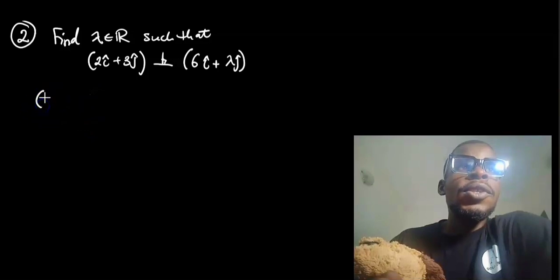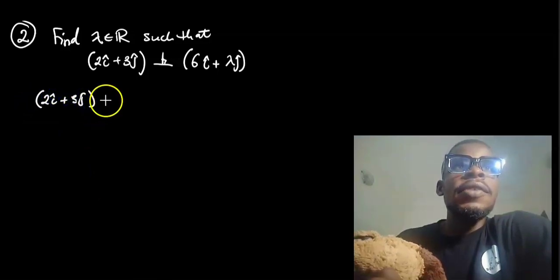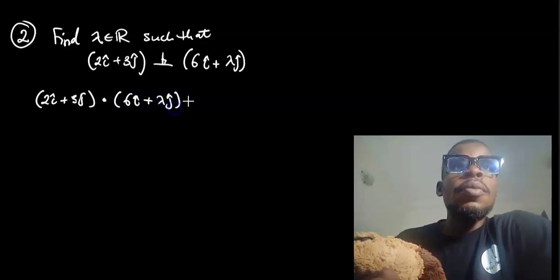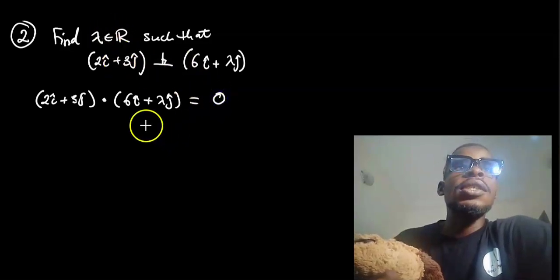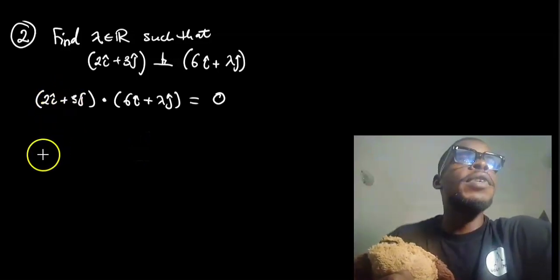For two vectors to be perpendicular to each other means that their dot product will give us 0. So I'll take 2i plus 3j, that's 3 times the unit vector j. This is a little different notation. I've dotted that with 6i plus lambda j. Since these two vectors are perpendicular, we want to find the lambda that will make that true. So we just equate the dot product to 0, just like we observed from the first example.